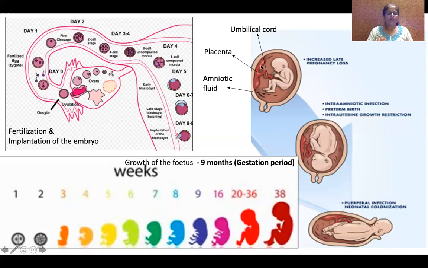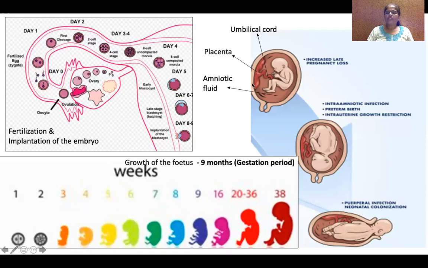It's a temporary organ produced once the implantation is done in the uterus. It has a villi-like structure, villi and finger-like structures which help in absorption. Villi-like structures are present on this side as well as outside the uterus. So on both the uterus side and the placenta side, villi-like structures are present.